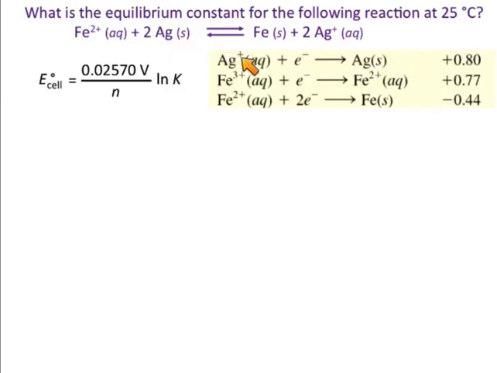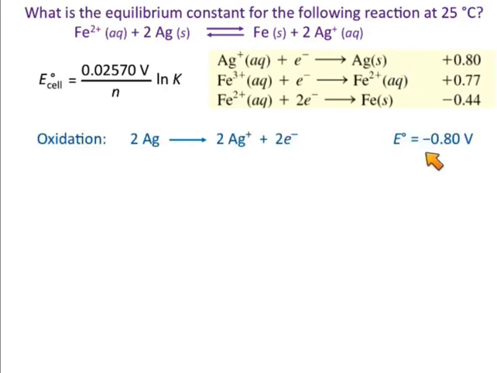Because the silver is oxidized, we have to reverse this half reaction. And once we reverse the half reaction, we change the sign on E naught. The fact that there's a coefficient of 2 here doesn't change E naught at all. It's an intensive property, so it doesn't depend on the amount.